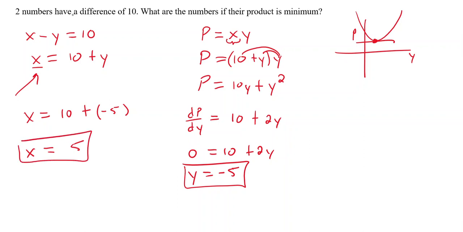So what are two numbers that have a difference of 10 that multiply? What are the numbers if their product is a minimum? Well, those numbers would be 5 and negative 5.